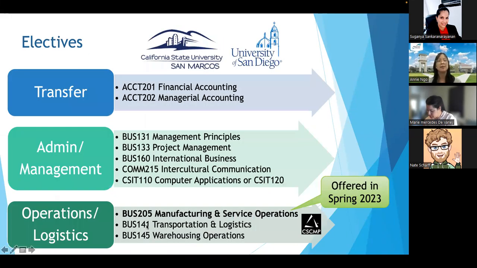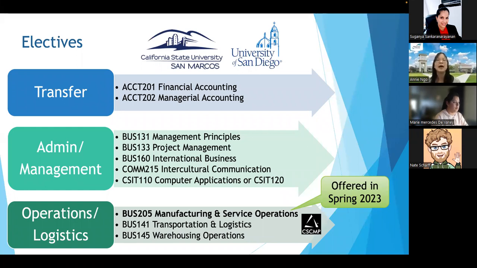Now, with the certificate of achievement, in addition to the required courses, you'll want to take 3 electives or 9 units. And so we've got a lot of electives that you could take depending on your interest. And as I mentioned, if you are planning to transfer and you're interested specifically in supply chain management, Cal State San Marcos has a great supply chain program. I used to teach in it. And then the University of San Diego, where I went to school, also has a great program as well.